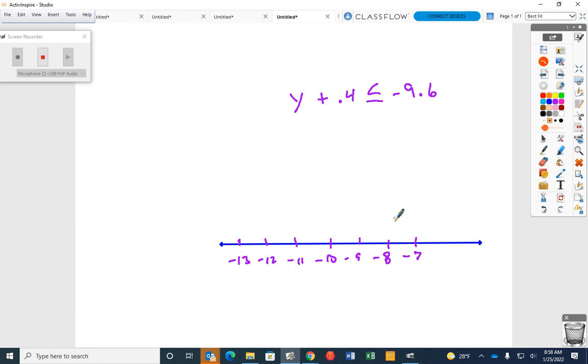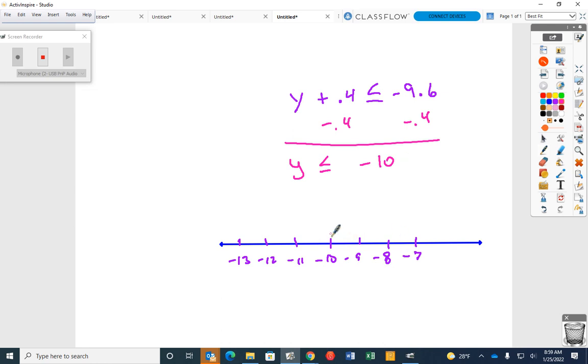Sailor, what am I going to do here? What do I have over there? You're going to put a dot on the negative 9.6. No, I'm going to solve this inequality first. Oh yeah, you put the negative 0.4. It cancels it out. So you do the same thing to the other side. That makes it negative 10. Is negative 10 the same as negative 10.0? Same thing, right?